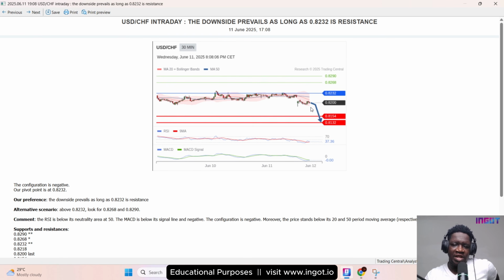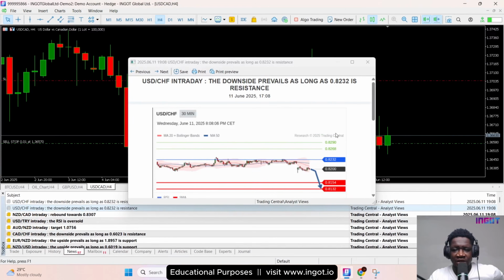Okay, so if that is the case, which of them should be your entry price? This 0.8200 is your entry price. For your take profit, you can choose 0.8154. There are two take profits. Here is the stop loss. Okay, so now we go back. Let's go back to our MT5.